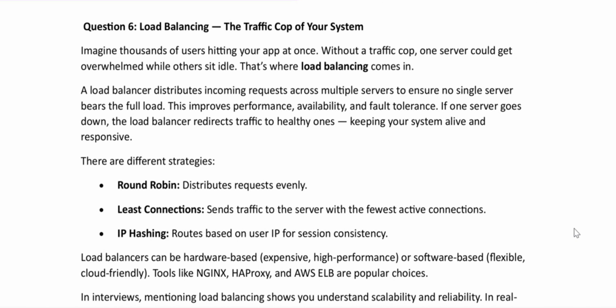Moving to the next question. What is a load balancer? Imagine thousands of users hitting your app at once. Without a traffic cop, one server could get overwhelmed while others sit idle. That's where load balancing comes in. A load balancer distributes incoming requests across multiple servers to ensure no single server bears the full load. This improves performance, availability, and fault tolerance. If one server goes down, the load balancer redirects traffic to a healthy one, keeping your system alive and responsive.